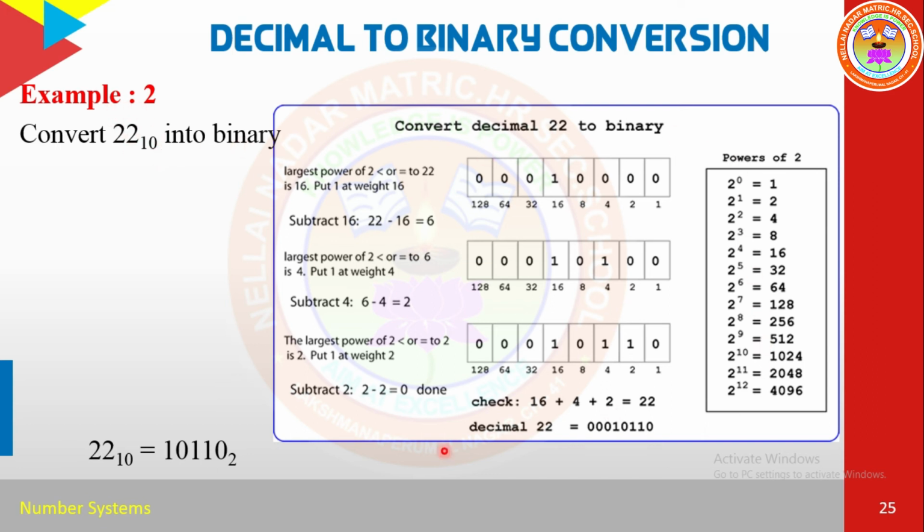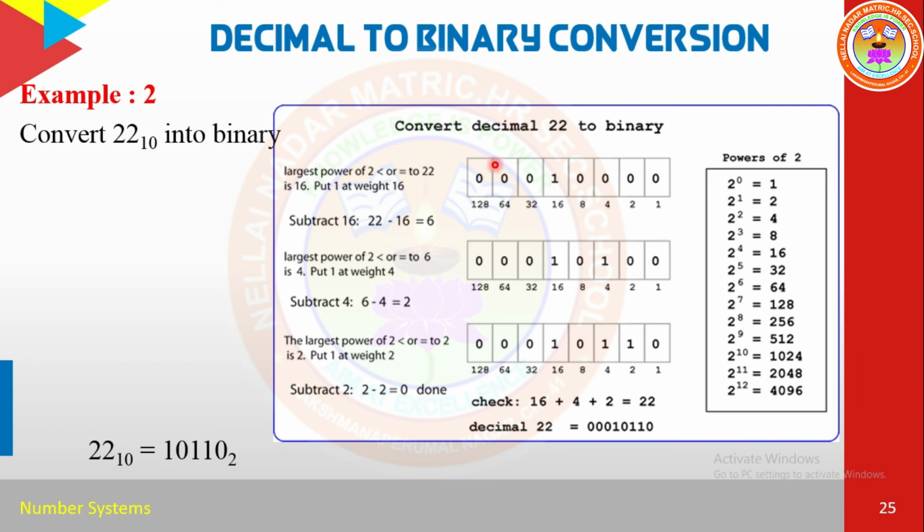So this is a chart. See, the first thing: the largest power of 2 less than or equal to 22. First we have to identify it. You first find this number, the largest power of 2 less than or equal to 22. That means less than or equal to the given number. You have to identify it.